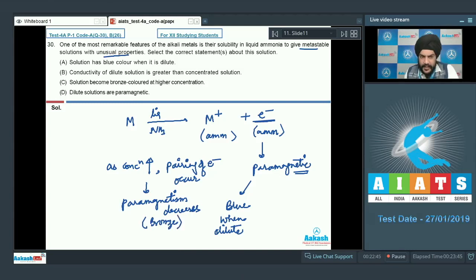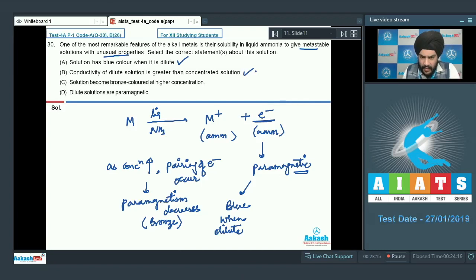So if you look at the options which are given to us, option A says that the solution has blue color when it's dilute. This statement is correct, students. If you look at the B option now, conductivity of dilute solution is greater than concentrated solution. This statement is also correct, students. When the concentration is increased, there is pairing up of electrons, and due to this pairing of electrons, there is lessening in the number of charge carriers and the conductivity is decreased when the concentration of electrons is increased. So this statement is also correct.